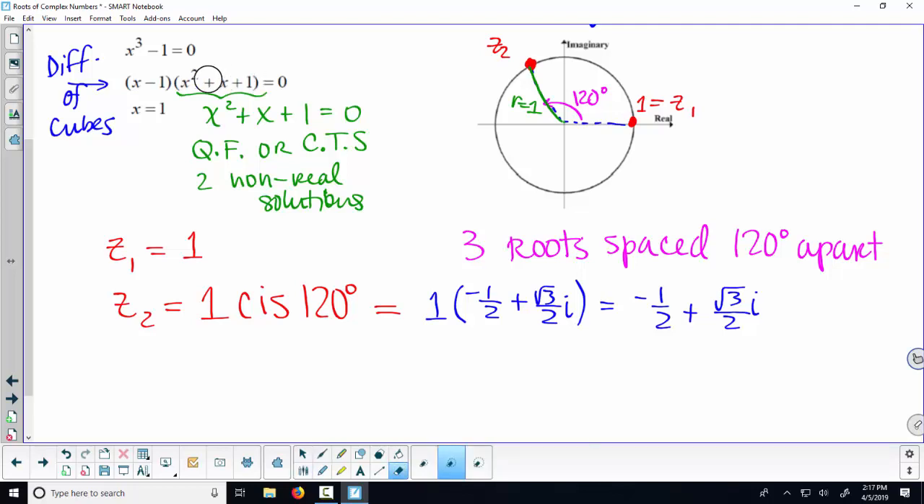Ultimately, this is a circle of radius 1, a unit circle. So the a and the b, this is my a and this is my b, are the coordinates of that point on my unit circle. So here is my second root.